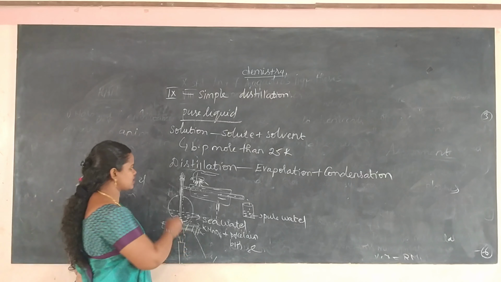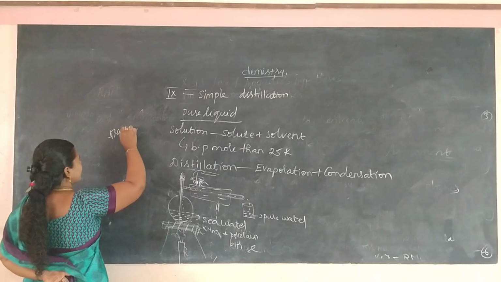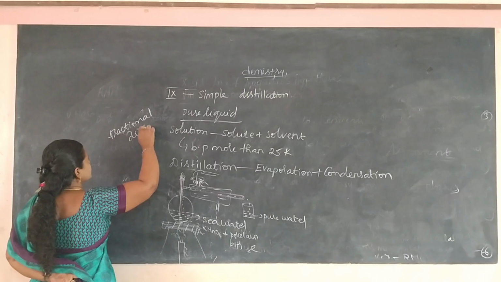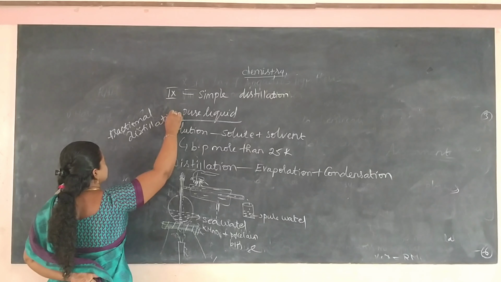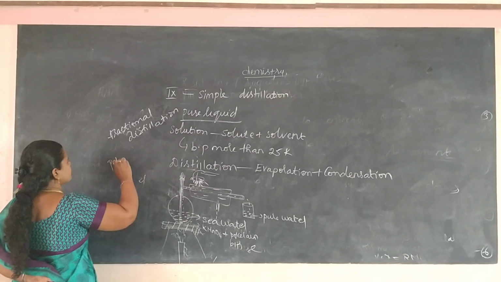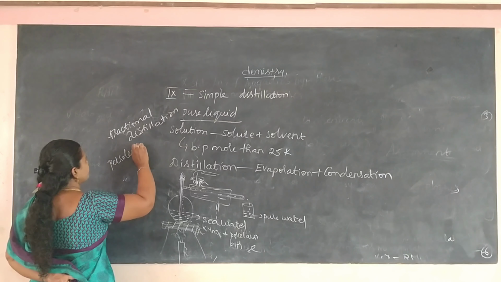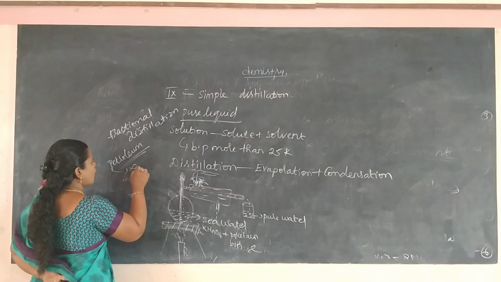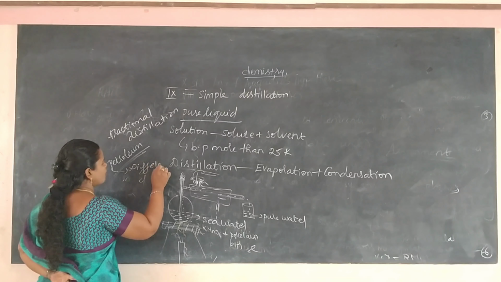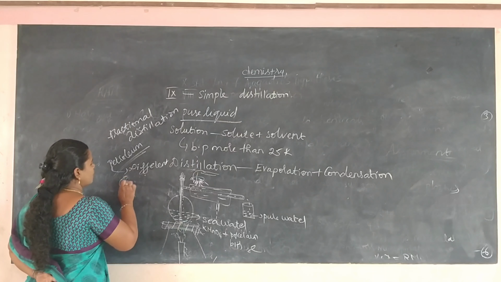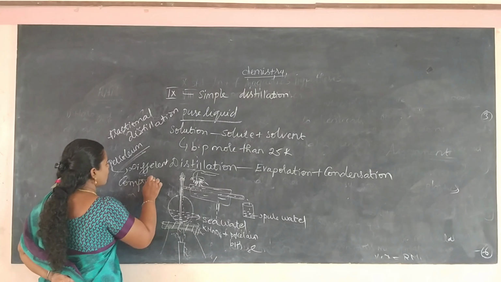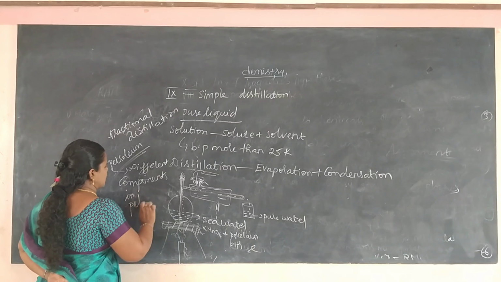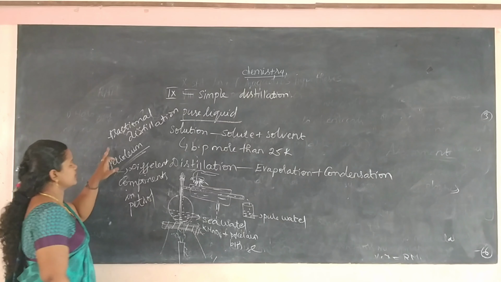Then fractional distillation. This fractional distillation is used in the petroleum industries. It is used to separate the different components in petrol. Different components in petrol can be separated using this fractional distillation.